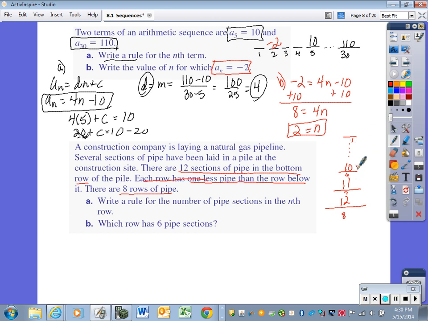So what's my pattern coming from row to row to row? Add 1, add 1. So for my rule, I would write a sub n equals 1n. Can I put a 1 in here? Well, I have the first. I have the 8, so I'm going to put an 8 in there. 1 times 8 plus what gives me my term of 12? 4.